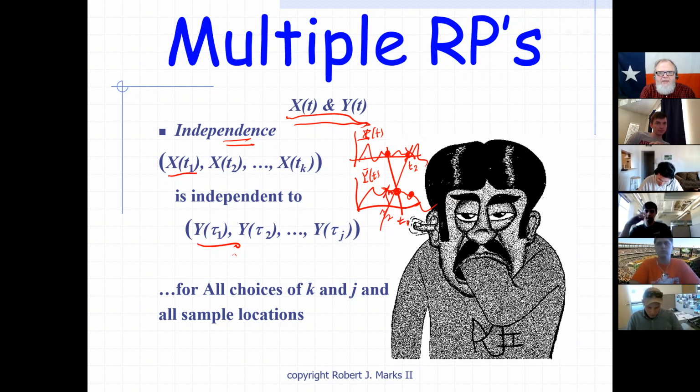So we can choose any sample here and any sample on y, or any sequence of samples on x and any sequence of samples on y, and those samples are going to be statistically independent. And this has to be true no matter what your values of k and j are, and no matter what your sample locations are. So it's a very strict sort of definition.